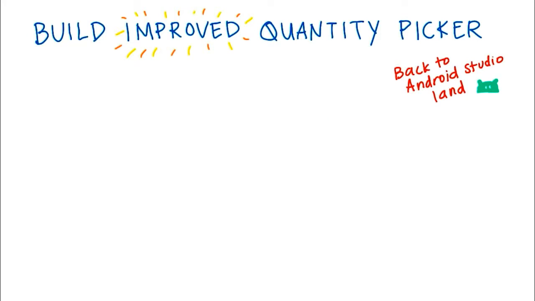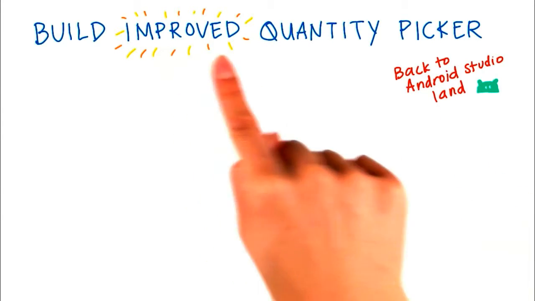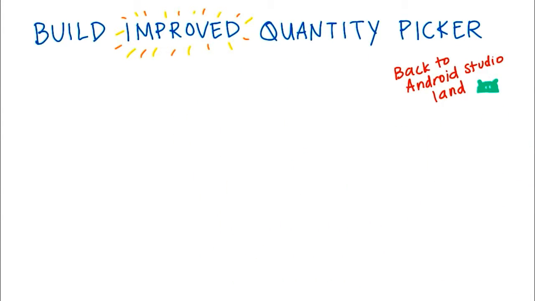This unlocks the ability to build some really awesome layouts in Android, because almost all screens contain some type of nested layouts, which Kirill was actually mentioning earlier in the Google Play app. After all of that prep work, now we're ready to go back into Android Studio Land to implement the changes for an improved quantity picker.